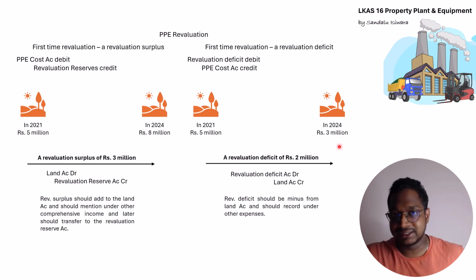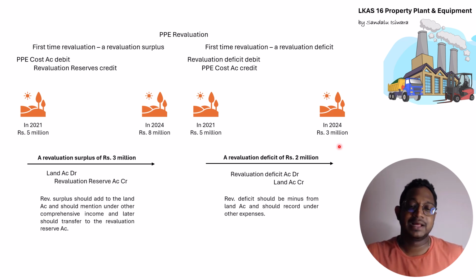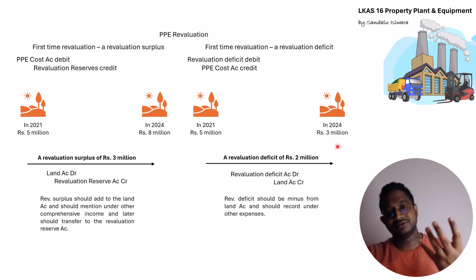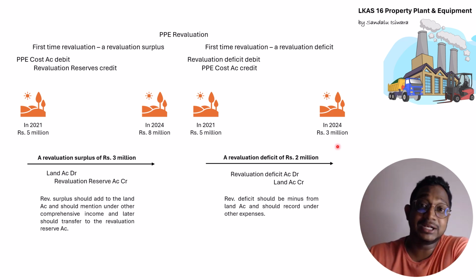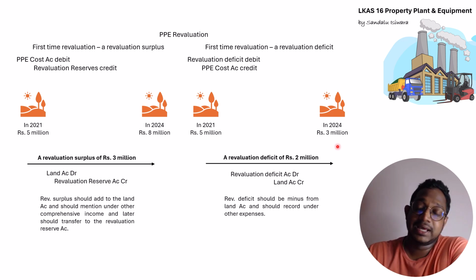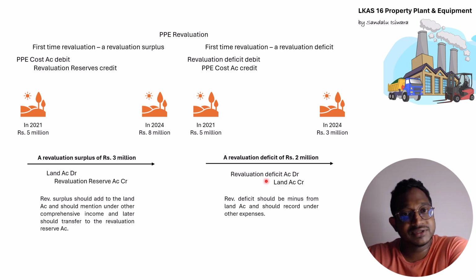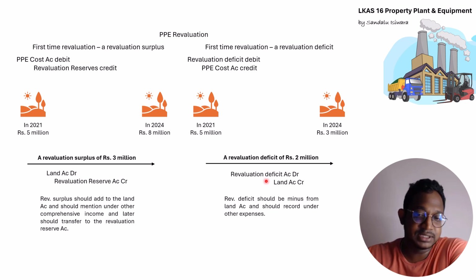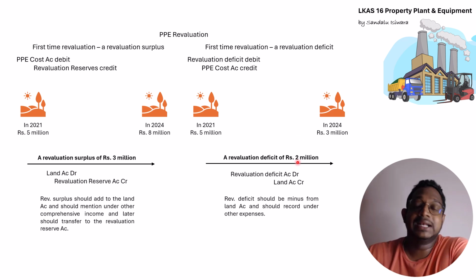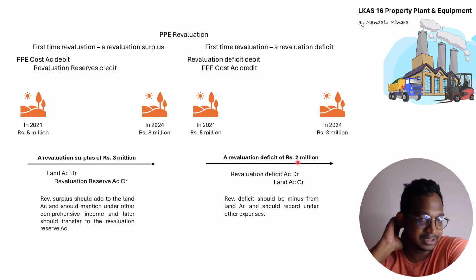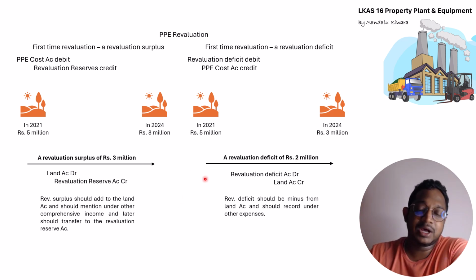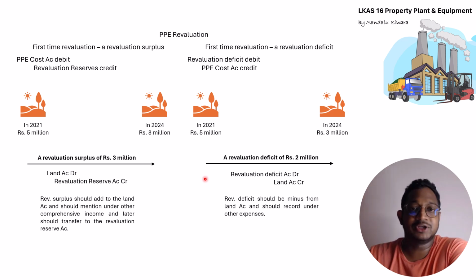So after 3 years, today, the land's fair value, the market value, is reduced by 2 million. And that 2 million you should consider as an expense, right? So revaluation deficit debit, and that revaluation deficit you have to record under other expenses, and land account should credit. This deficit you should deduct from the land in the property, plant and equipment. So when it comes to the company's accounts, these things you have to adjust under the property, plant and equipment note.